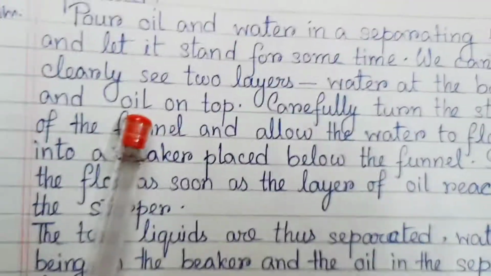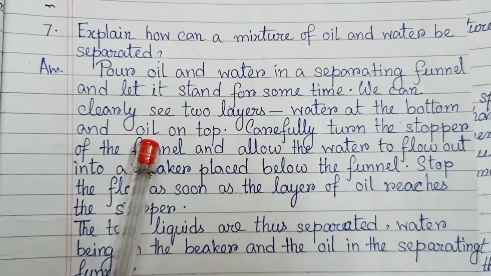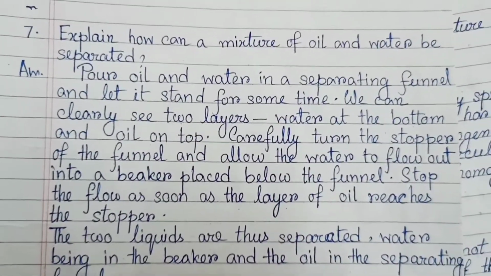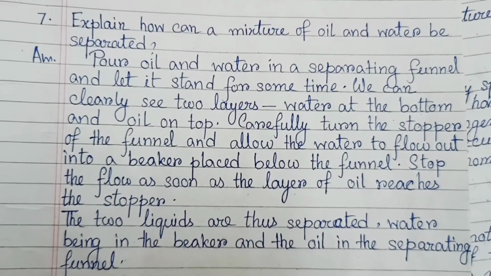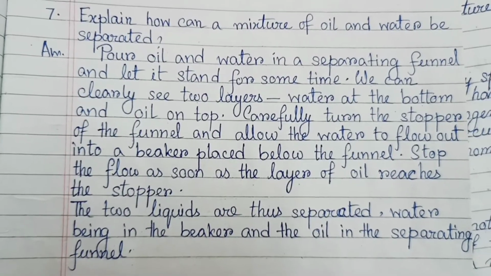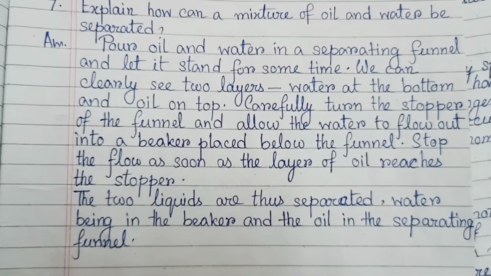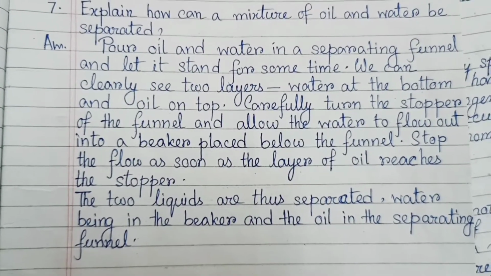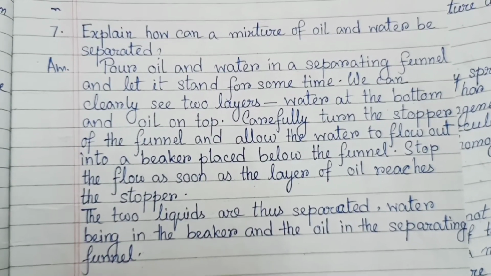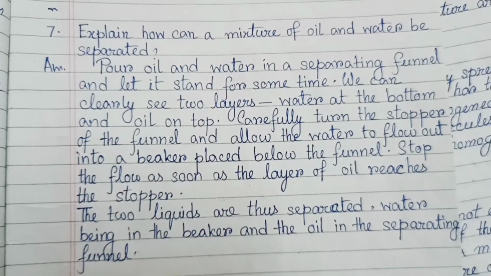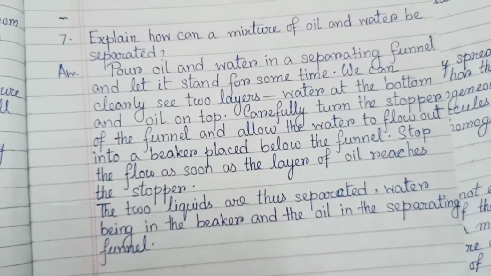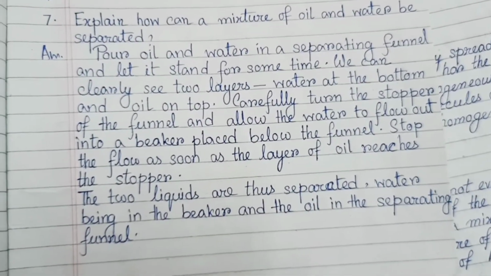Next, number 7. Explain how a mixture of oil and water can be separated. Pour oil and water in a separating funnel and let it stand for some time. We can clearly see two layers, water at the bottom and oil on top. Carefully turn the stopper of the funnel and allow the water to flow out into a beaker placed below the funnel. Stop the flow as soon as the layer of water reaches the stopper. The two liquids are thus separated, water being in the beaker and the oil in the separating funnel.